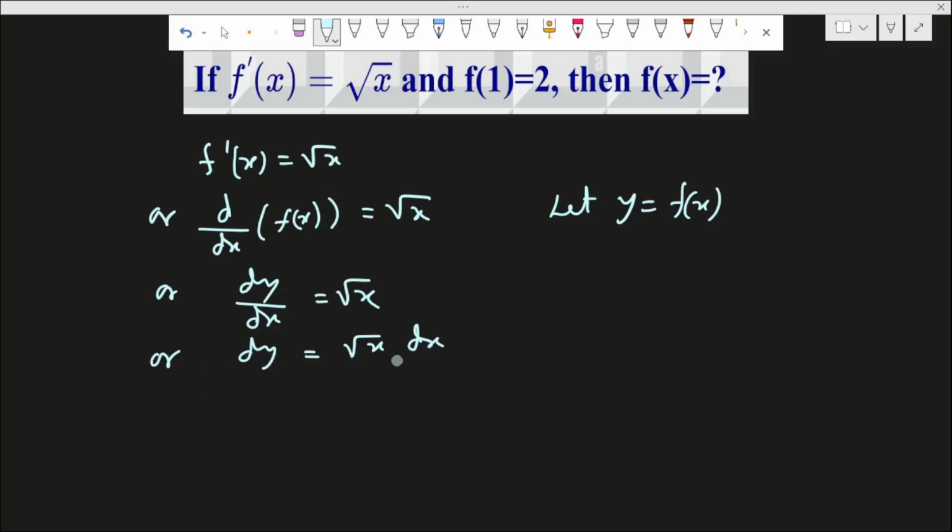This is an equation. It may also be called a differential equation. So, solve this equation by integrating both sides. So, applying the integration symbol, integral of dy is equal to integral of root x dx. As we are integrating, there is a constant that is called the integrating constant, so plus c.